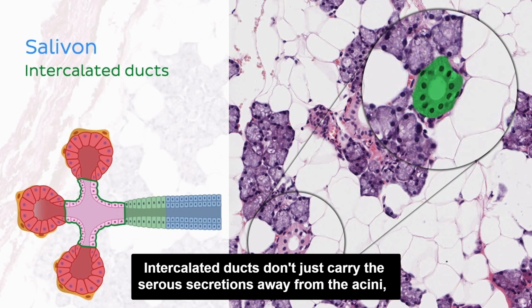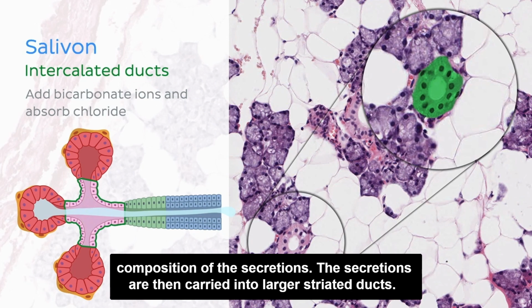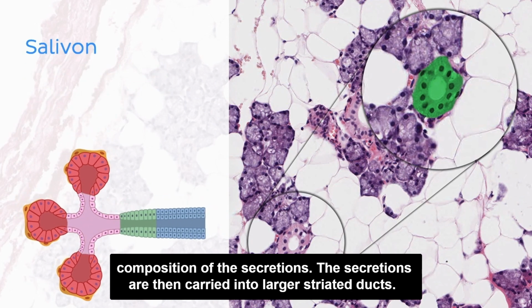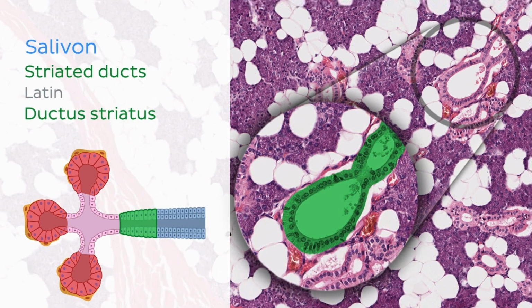Intercalated ducts don't just carry the serous secretions away from the acini, they also add bicarbonate ions to it and absorb chloride to regulate the chemical composition of the secretions. The secretions are then carried into larger striated ducts.